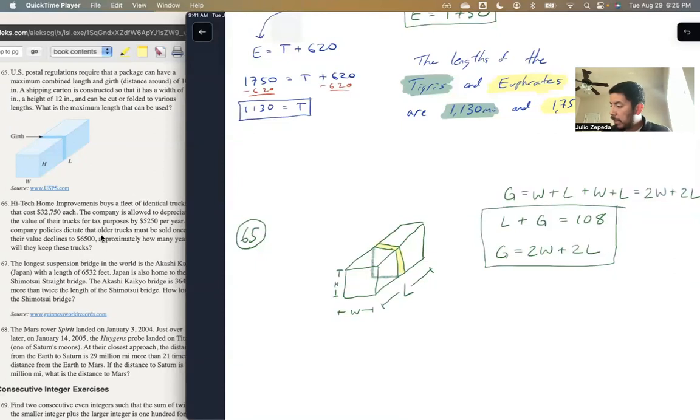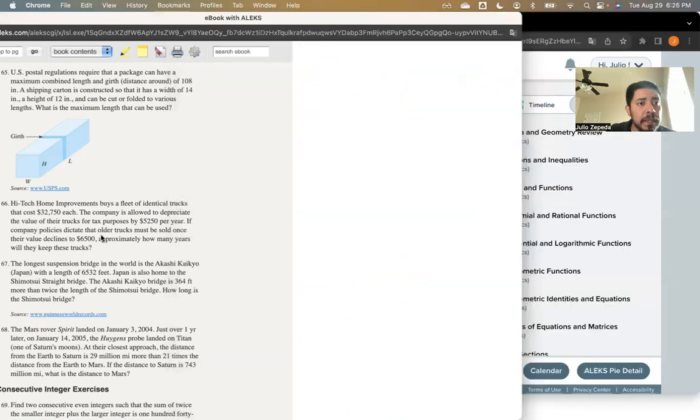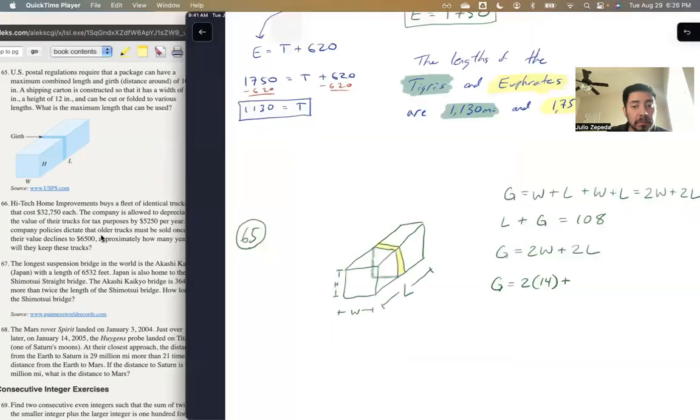So let me go ahead and substitute that in place. The width I can replace with 14 inches and a height of 12 inches. Okay, so I've actually made a little mistake here.